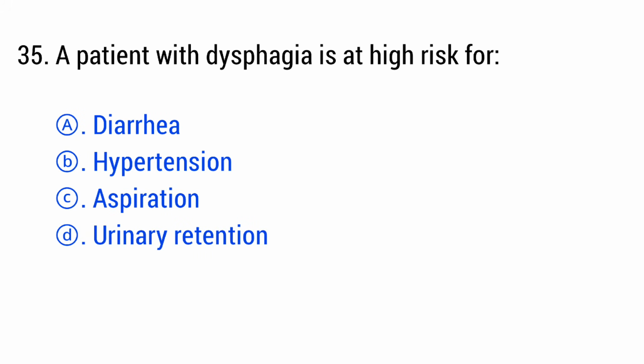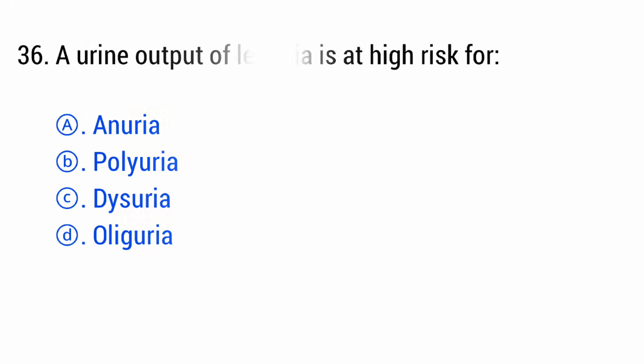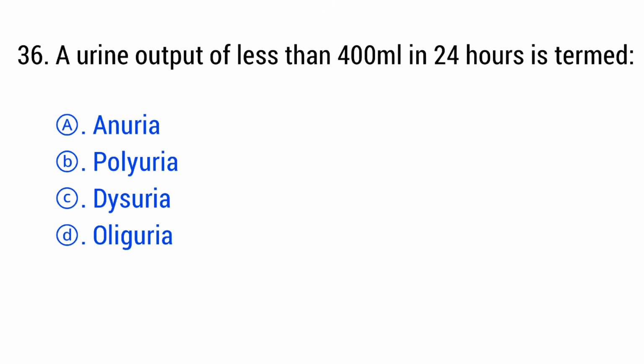Question 35. A patient with dysphagia is at high risk for. The right answer is option C, aspiration. Question 36. A urine output of less than 400 milliliters in 24 hours is termed. The right answer is option D, oliguria.